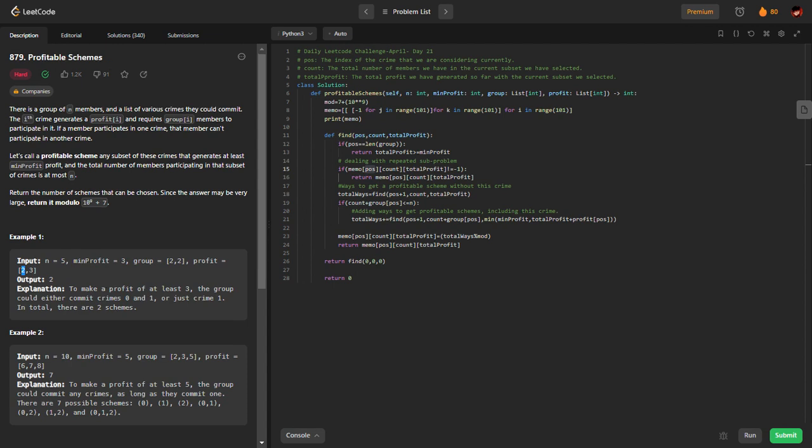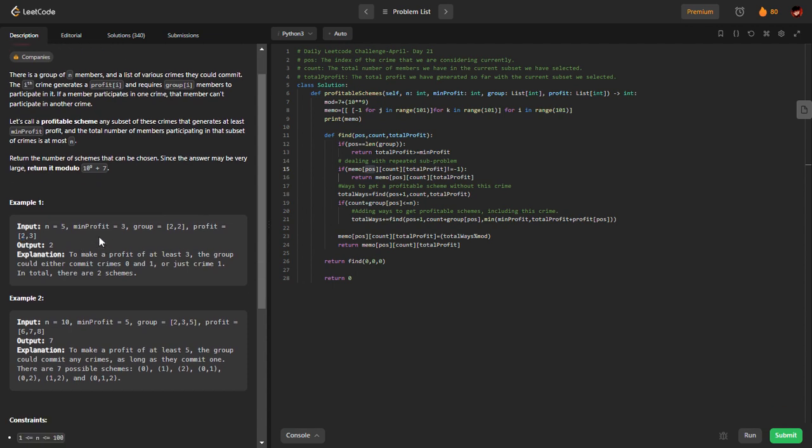I think I have not explained the example to you. Let me do that first. In this case, the number of members is 5, and the minimum profit required is 3. So what we can do is select both of them, because 2 plus 2 is less than 5. So we can select both of them as well.